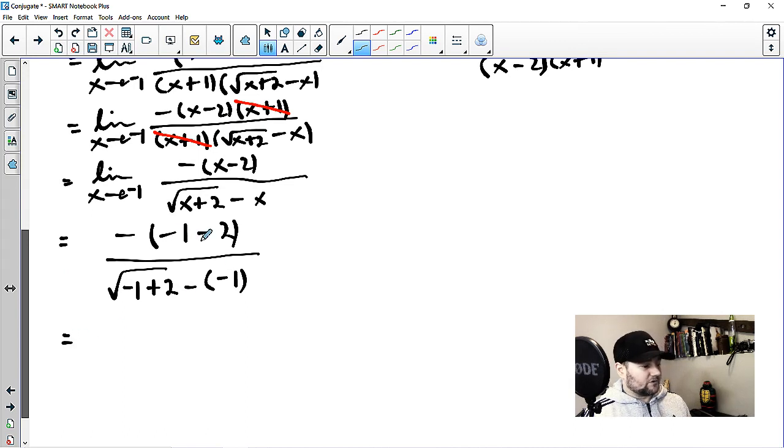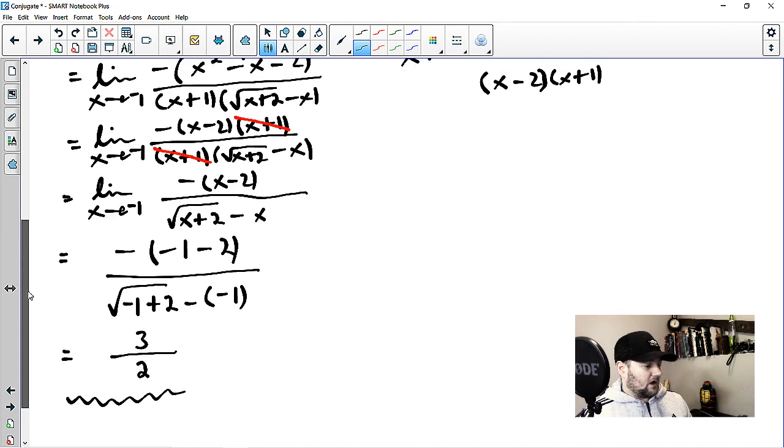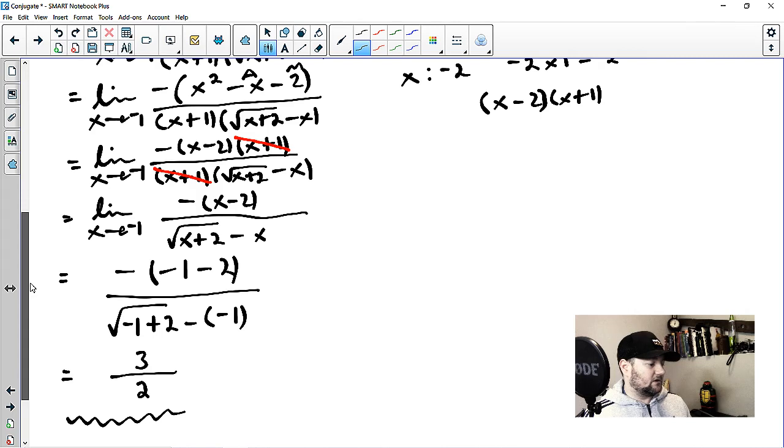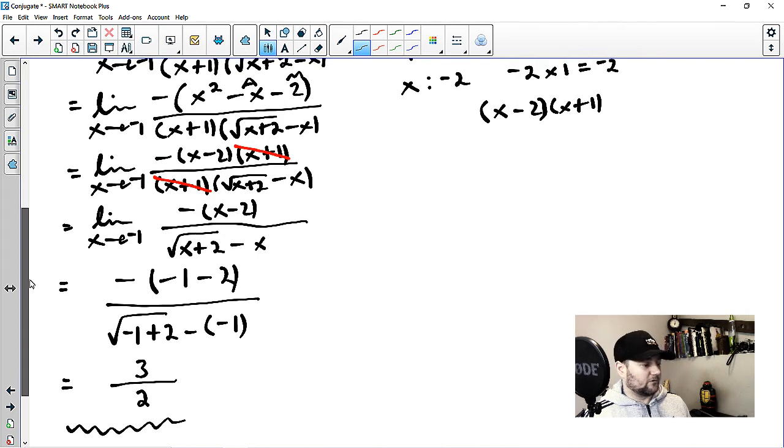So I got -1 subtract 2, which is -3, but then I have that negative out on the outside, so that's a 3. And then over here I got -1 plus 2, so that's 1, square root of 1, which is 1, and subtract -1, which is going to be 2. So there it is. There's our limit. So all that work, and this thing works out to be nice and neat as 3/2.